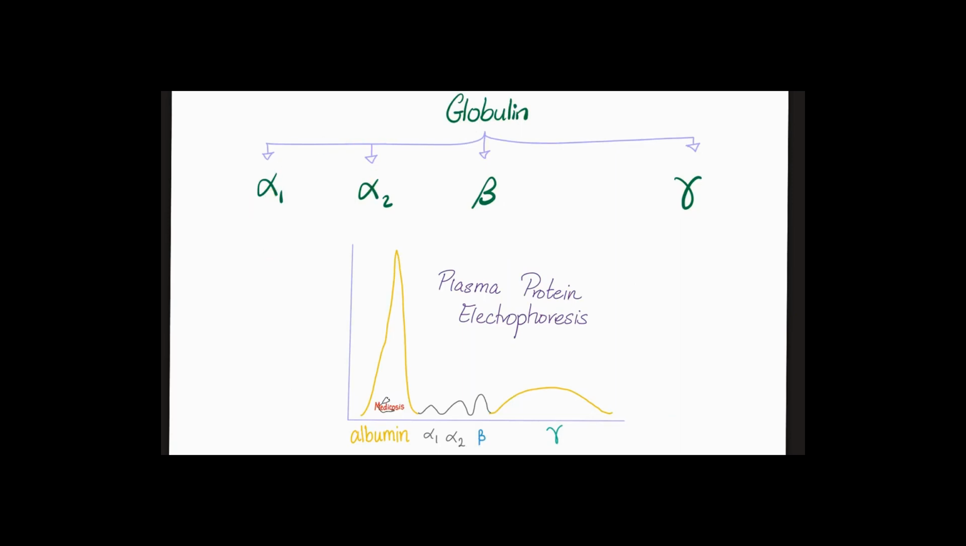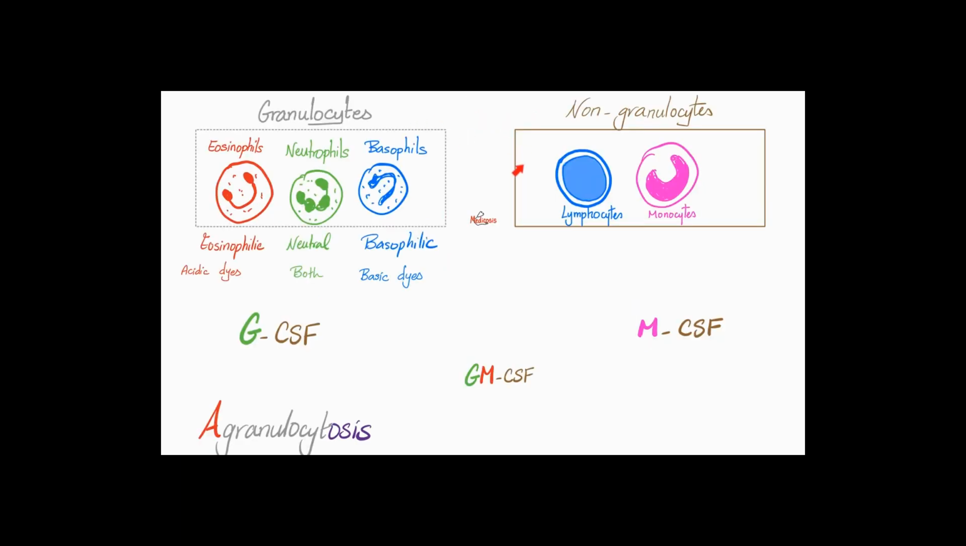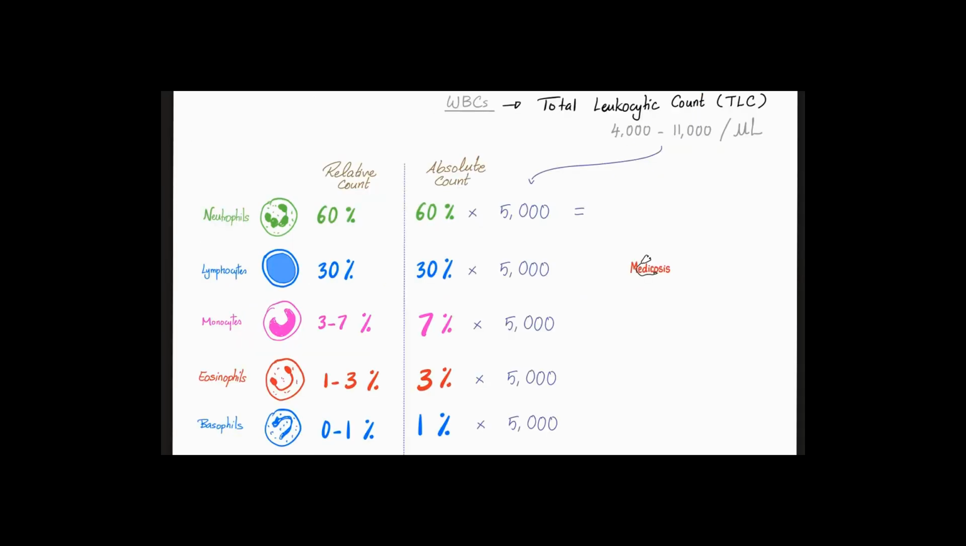Globulins: alpha 1, alpha 2, beta, and gamma globulins. When it comes to antibodies, they are gamma globulins. Don't forget, your antibodies are gamma globulins, and these antibodies come in 5 shapes. You have IgM, IgG, IgA, IgE, IgD. This is a quick review of your white blood cells. Pause and review. As we have discussed before, neutrophils are about 60% of the total leukocytic count. Lymphocytes are only 30%. Your antibodies come from here.